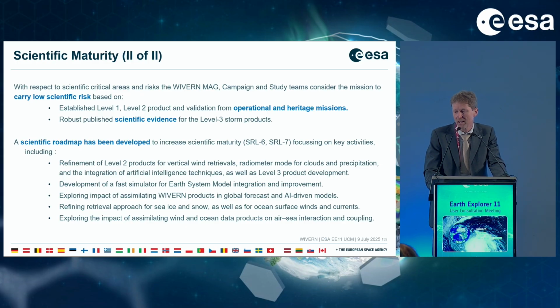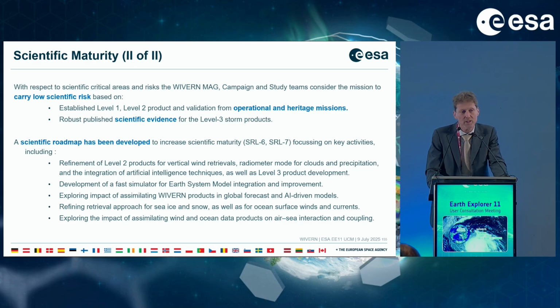level 3 product developments. Also, one important element to be pursued further is the development of a fast simulator for Earth system model integration and improvement. This is something which has begun, but this is something which they have to focus on going forward. Then exploring the impact of assimilating WIVERN products into global forecasts and AI-driven models. That's also something which the team has already shown that they're on it.